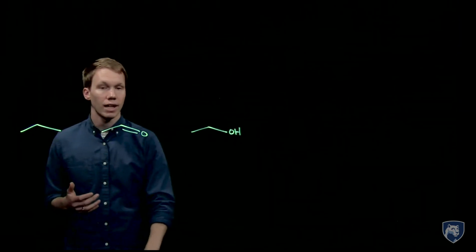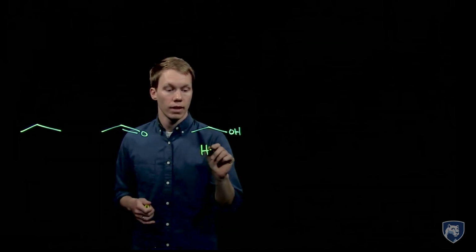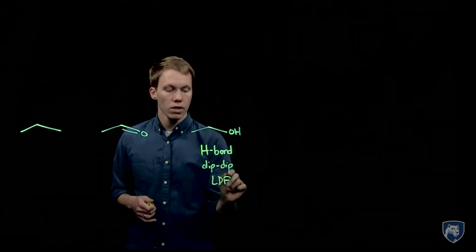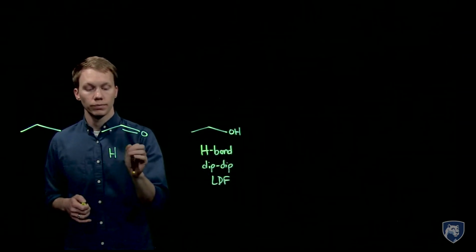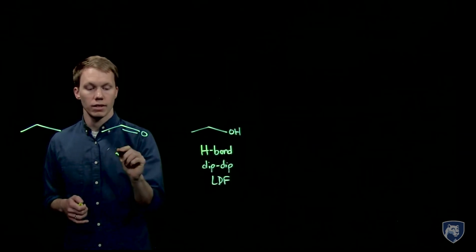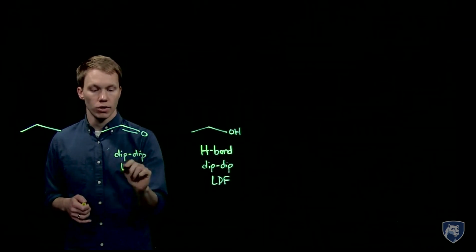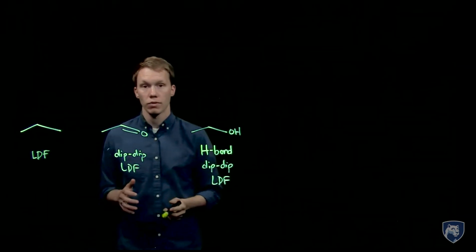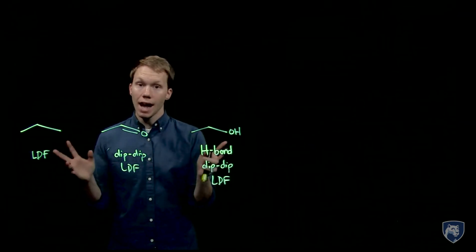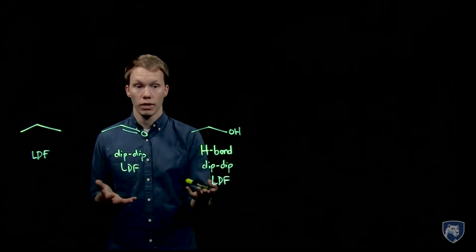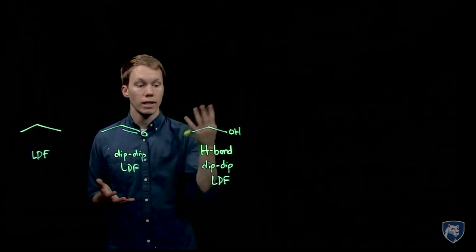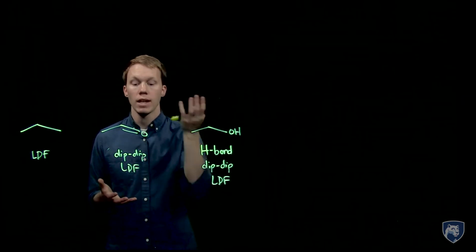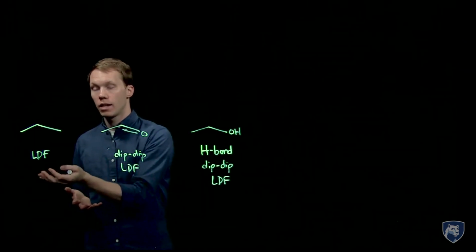So the fact that ethanol can hydrogen bond and has dipole-dipole and London dispersion forces, compared to acetaldehyde, which has dipole-dipole and London dispersion forces, compared to propane, which has only London dispersion forces, we can break the tie here by looking at the overall strength of these intermolecular forces. The LDF, dipole-dipole, and hydrogen bonding total strength is going to allow me to predict that ethanol has a higher boiling point than acetaldehyde, than propane.